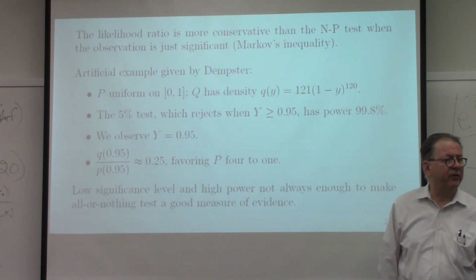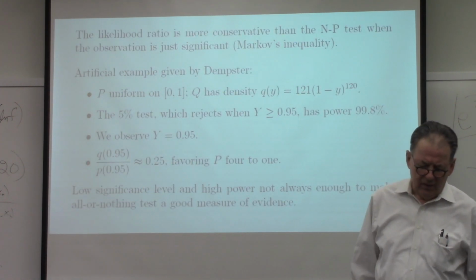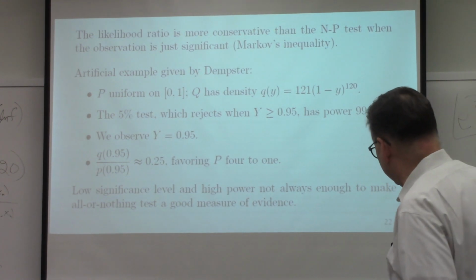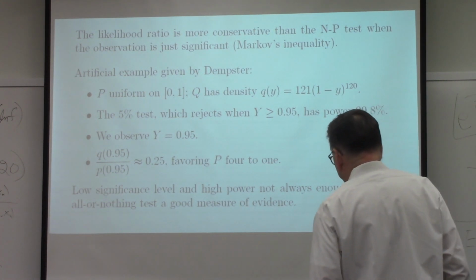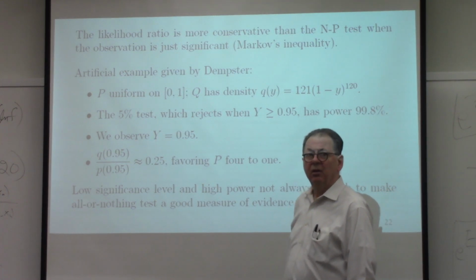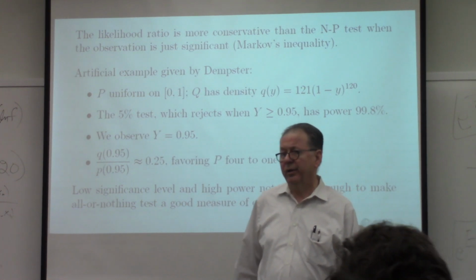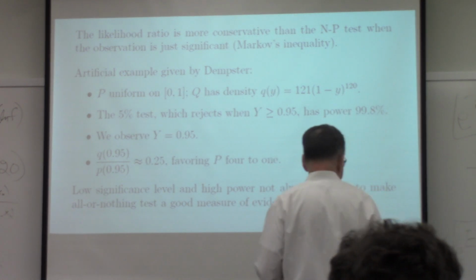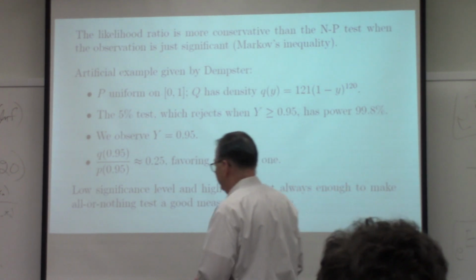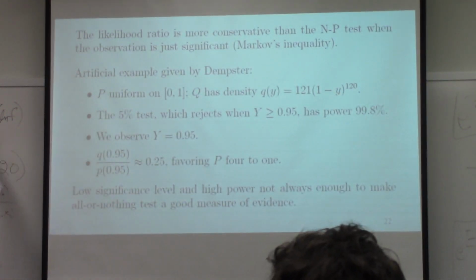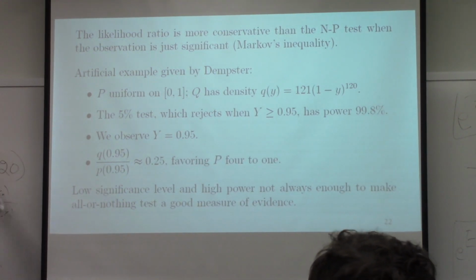So here's another example, and this is an example that Dempster made up to show that even a test with good power may give a misleading result. This is an artificial example. You can object to it and say nobody would ever use this example, but it just illustrates possibilities.